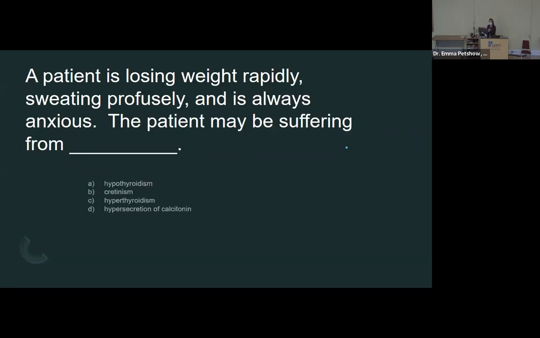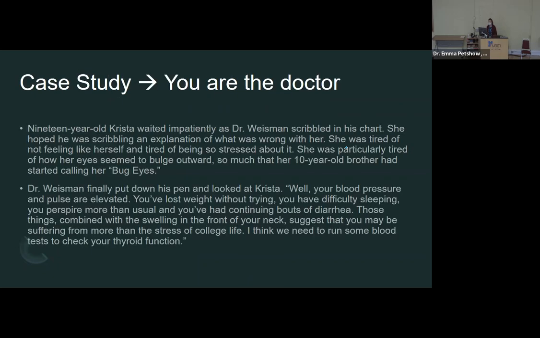All right, so some easy ones. Patients losing weight rapidly, sweating profusely, and always anxious. The patient may be suffering from what? If it is that obvious, it probably is that obvious. Yes, C. Good. You'll get a couple of those.